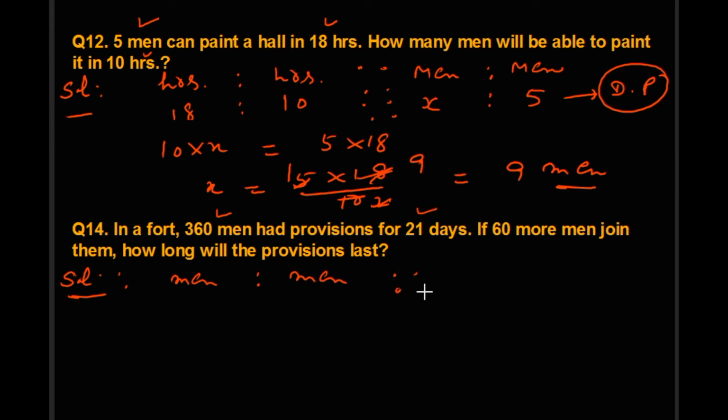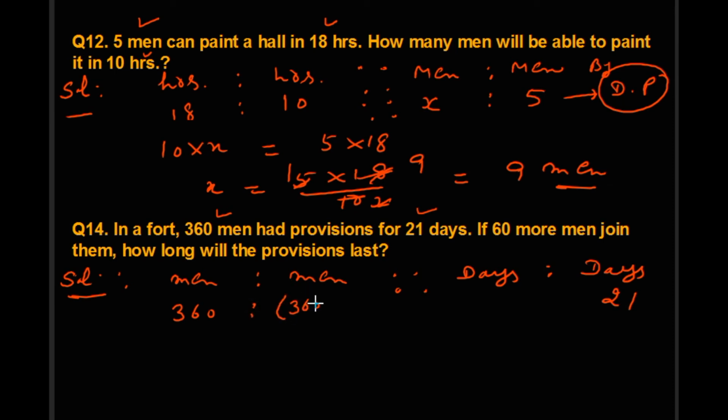So men ratio men, days ratio days. Here we have to write by direct proportion. Now how many men are there? 360. How many days does it last? For these 360 we will put it directly here.